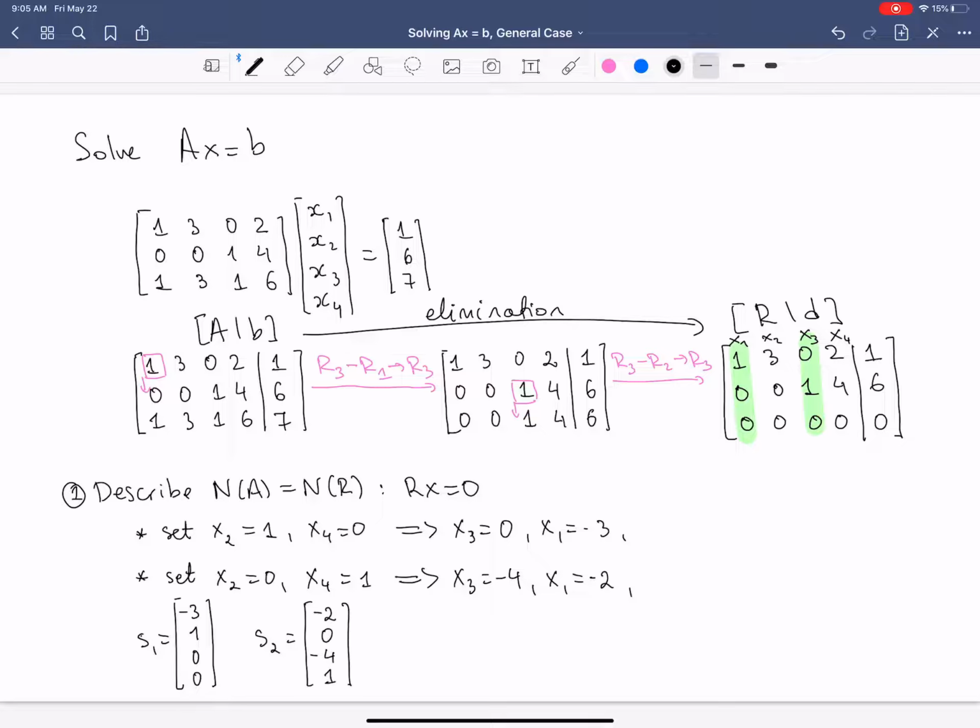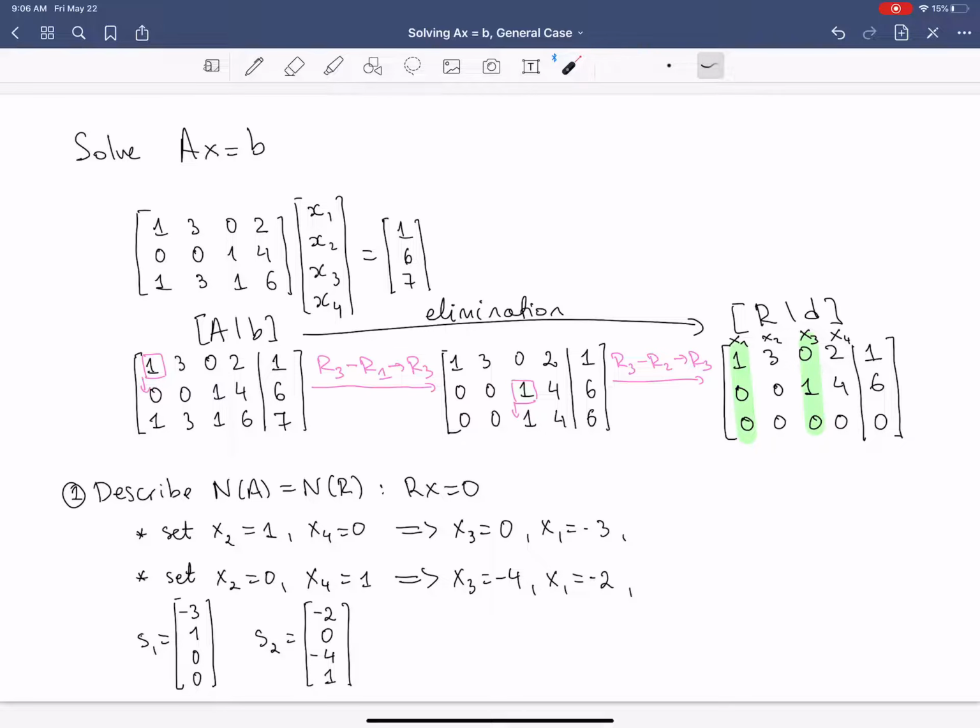Obviously, S1 and S2 are not multiples of each other, so they are linearly independent. And if you want to double check your work, just take the dot product of the first row with S2 and take the dot product of the second row with S2 and make sure that those dot products are 0. If they're not, then you've made some calculation mistakes here and you have to go back.